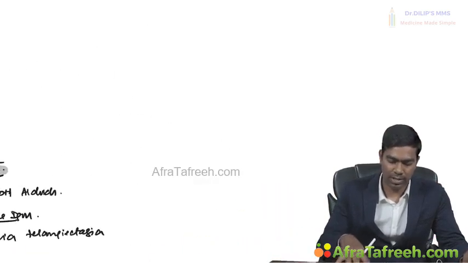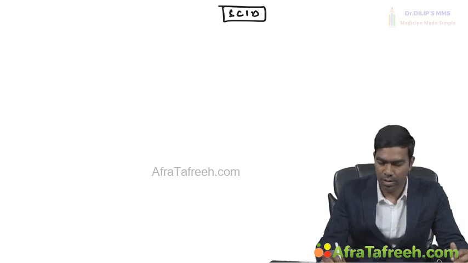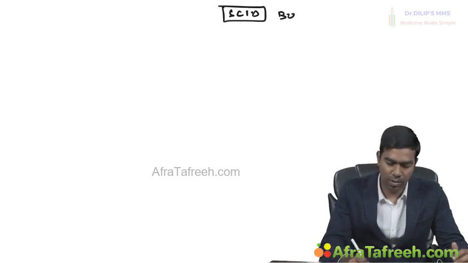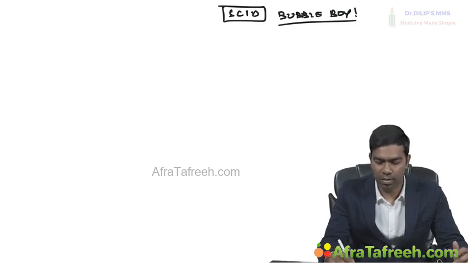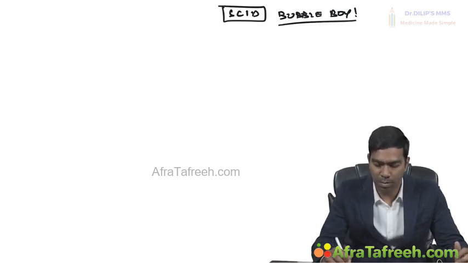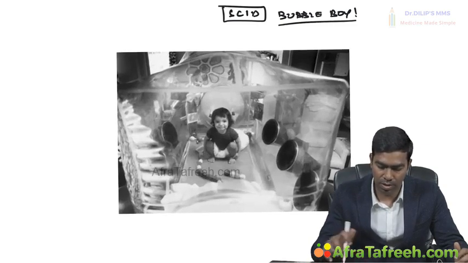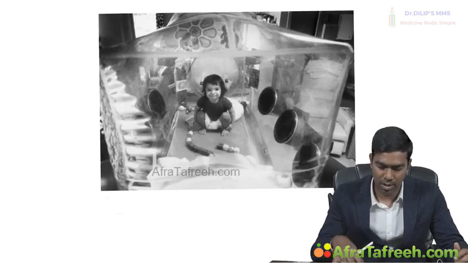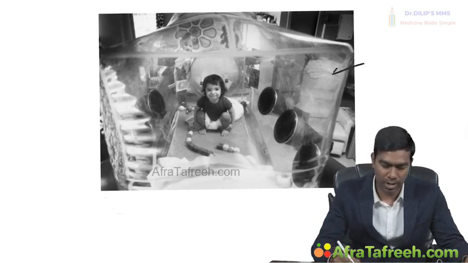So first let us see SCID, that's called severe combined immunodeficiency. This is also referred to as bubble boy syndrome, after a famous case called David Vetter, who spent his entire life within a bubble. So you can see him. This is what we call bubble boy disease, and this is a child, his name is David Vetter. He died in 1984, I think born in 1971-72, and he spent his entire life inside this bubble.